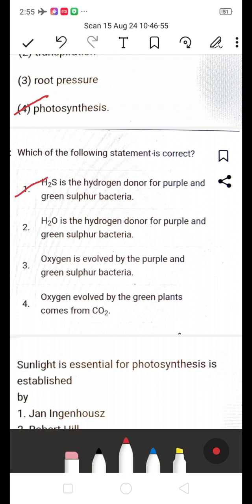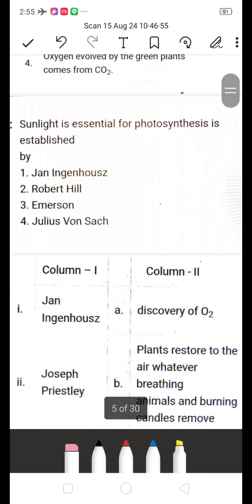H2S is the hydrogen donor for purple as well as green sulfur bacteria, whereas purple sulfur bacteria do not produce oxygen. So the oxygen liberated during photosynthesis comes from water and not from carbon dioxide. This is the right answer, option 1.